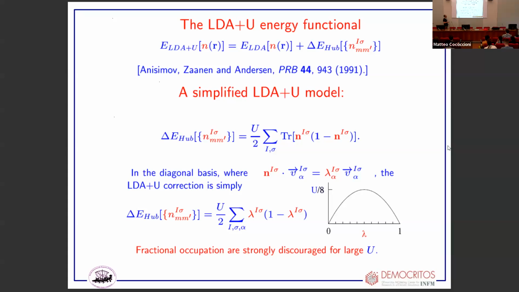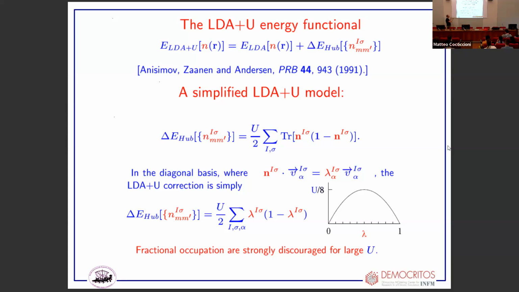And then if you go in the eigenvalue basis of the occupation matrix N, this is basically a sum of contributions in which each orbital that corresponds to an eigenvalue of the occupation matrix is penalized by a parabolic cost, let's say, that is highest when the orbital is half occupied, and instead goes to zero when the orbital is completely empty or completely full.